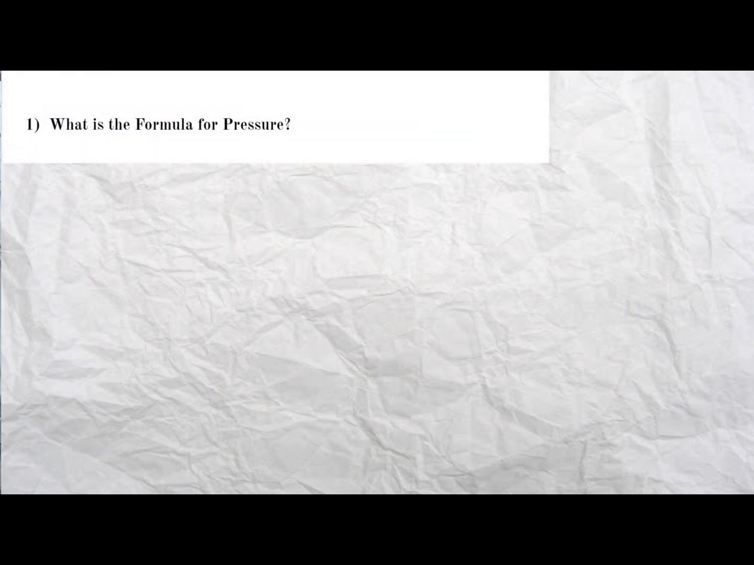Welcome back. Let's have a go at that worksheet now. Question 1 is about the formula for pressure, so we just need to quote what it is. Pressure equals force divided by area, so that's it.